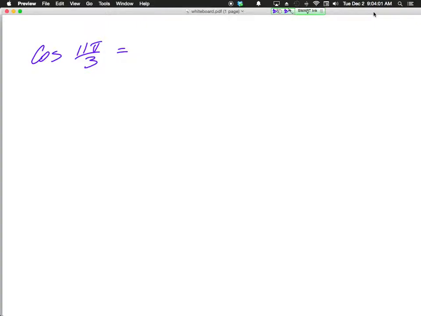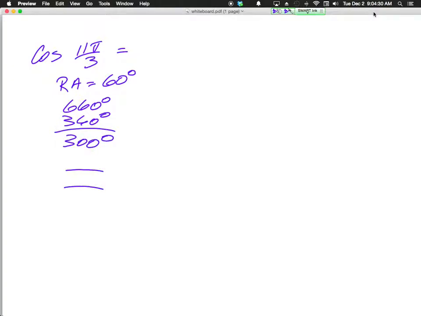Alright, cosine of 11 pi over 3. So what's my reference angle? 60. Alright, what do I want to do with 60 after that? Multiply by 11, which gives me 660. Subtract 360, which gives me 300, and we can now see that we're in quadrant 4. What's my letter for quadrant 4? Cosine. So cosine's positive. I'm dealing with cosine, so that means my answer needs to be positive.